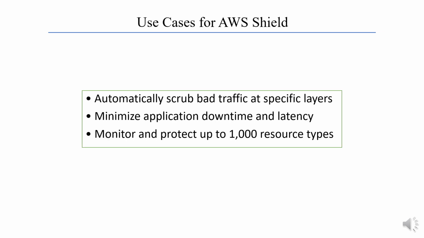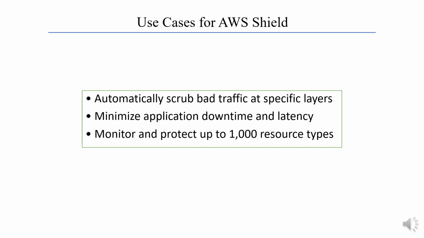Now let's talk about use cases for AWS Shield. AWS Shield supports the following use cases, which cover the need of a broad spectrum of customers: automatically scrub bad traffic at specific layers, minimize application downtime and latency, and monitor and protect up to 1,000 resource types. Let's explain each of these use cases.